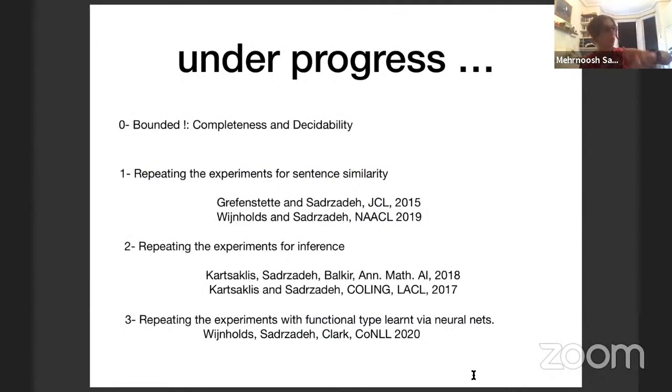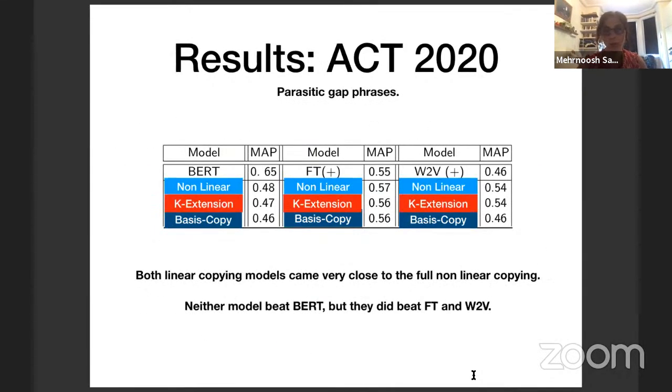So what are we going to do next? First of all, we don't need many copies of things, so we don't need to work with a full version of the relevant modality. We can work with a bounded version of it and then get decidable logics. Proving completeness is a challenge, but we have some ideas. We want to repeat these experiments for sentence similarity and inference. I've listed some data sets. And one nice thing is that we know that these experimental results can be improved. So I'm actually hoping we might be able to beat BERT.